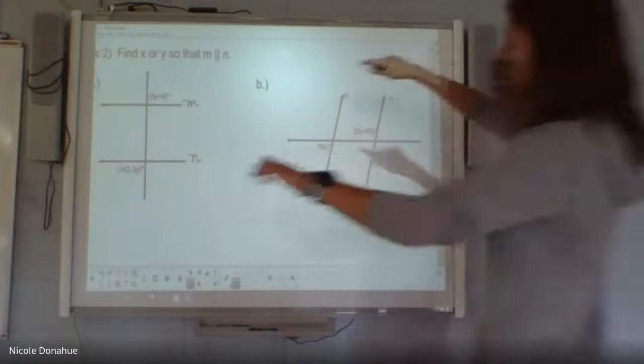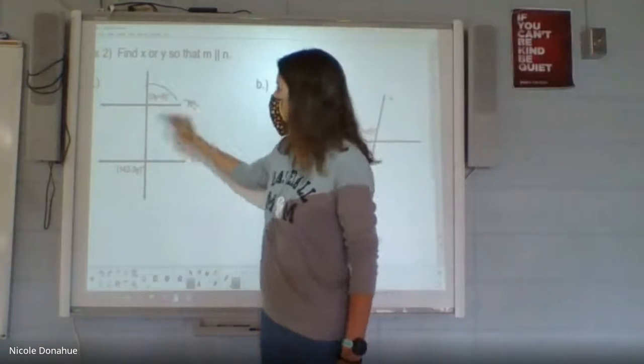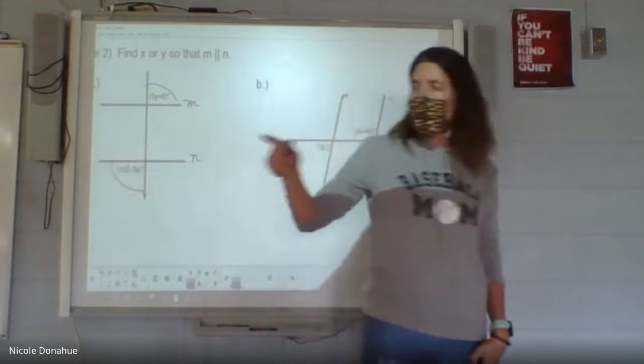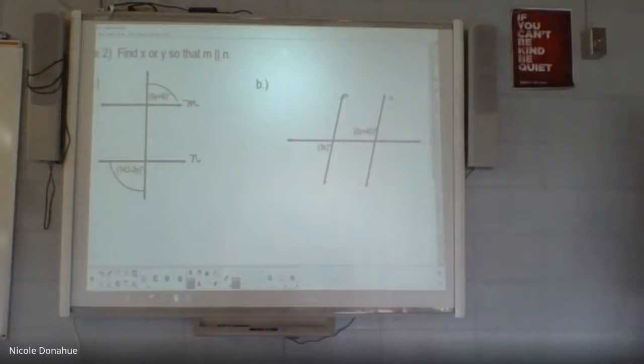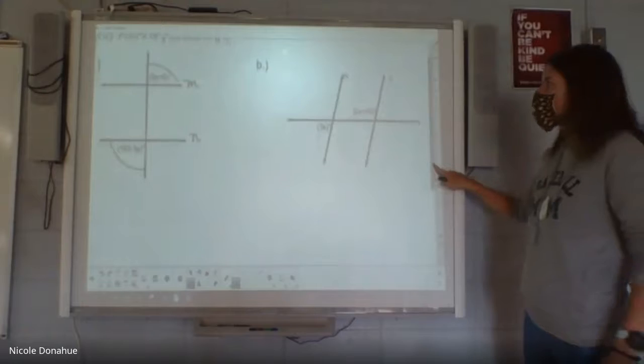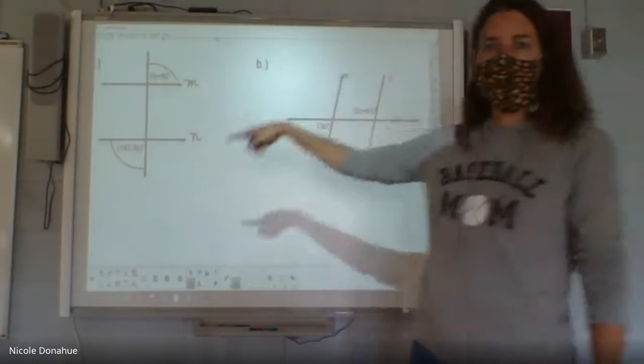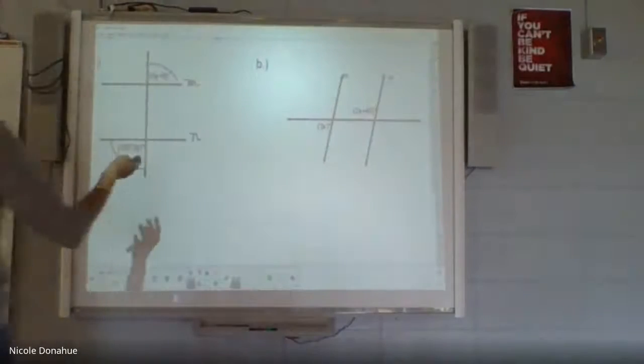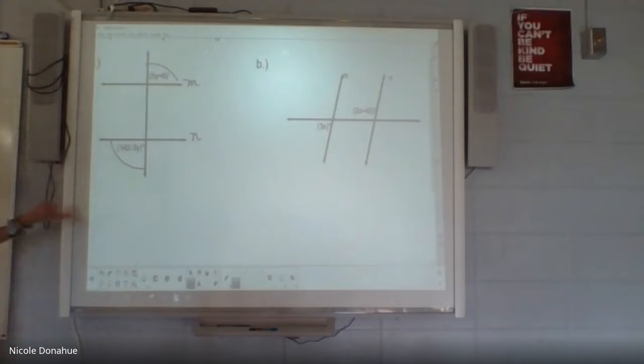What type of angles are these that are marked? What do we call them? Alternate exterior. So what needs to happen with alternate exterior? Do they need to be congruent, supplementary, what? Congruent. So they need to be equal. So we need to figure out what value of y would make these 2 equal, because that would make those lines parallel.